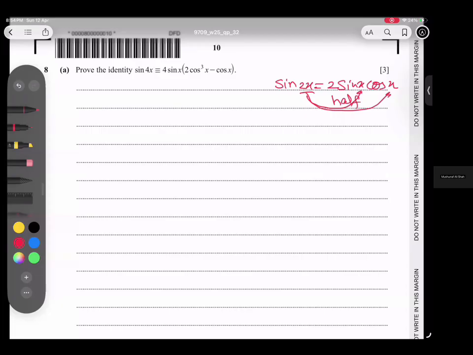But the problem we have here is 4x, and here single. So basically first from 4x we will go to double x, and then we go to single x. So we'll use the same formula. I'm taking the left-hand side. So sine 4x, I'm using the same formula, but look at the way of writing: 2 sine of half the angle, which is double x, cos double x.